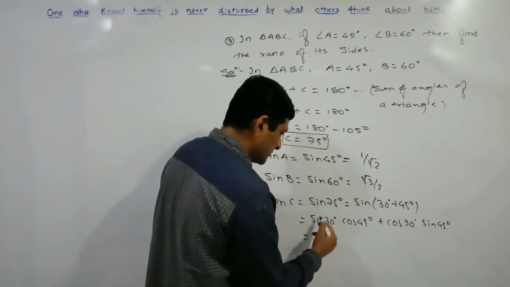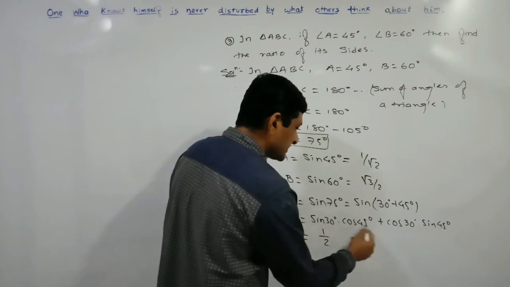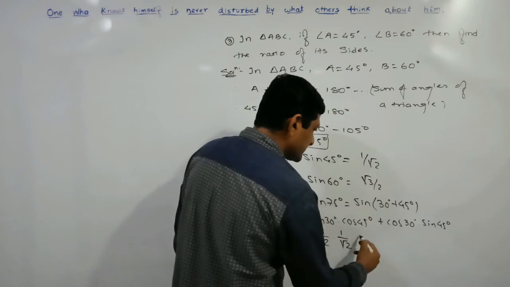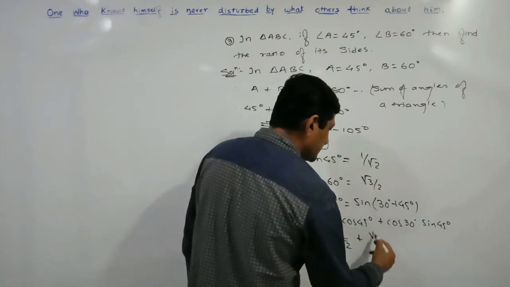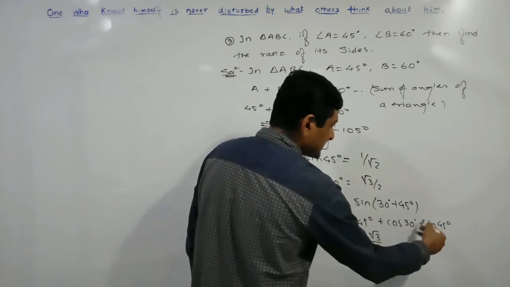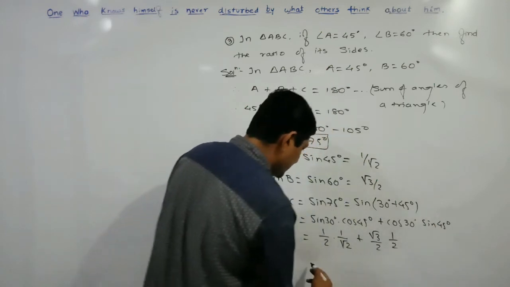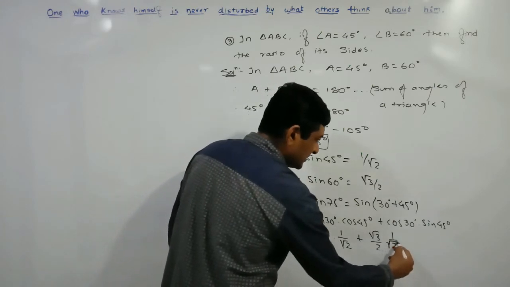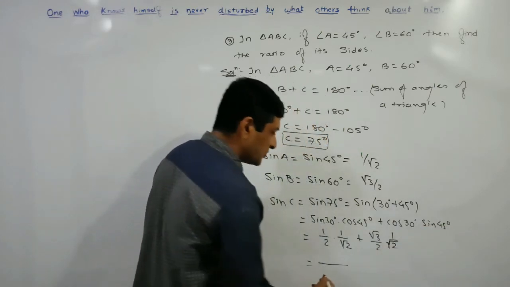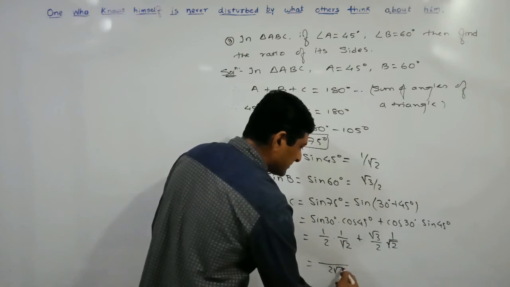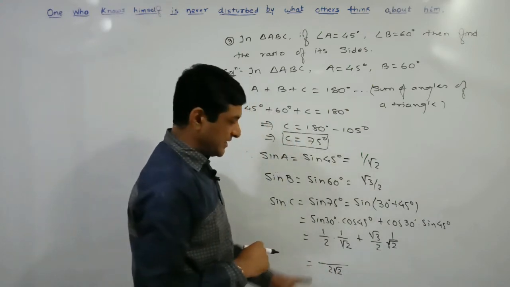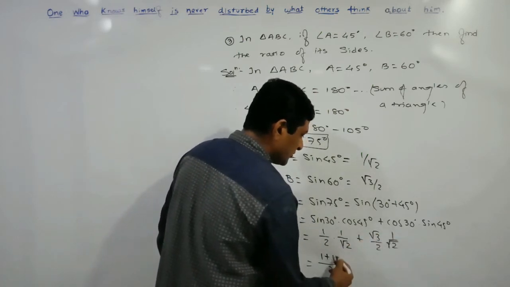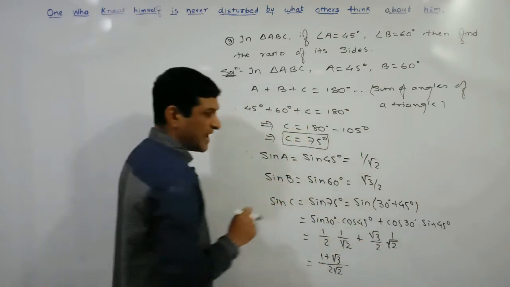So which is equal to sine 30 is 1 by 2, cos 45 is 1 by root 2, plus cos 30 is root 3 by 2, and sine 45 is 1 by root 2. Check whether the denominators of both the terms are the same: 2 root 2, 2 root 2. Since the denominators are the same, we are adding the numerators. What is the numerator here? 1, and here the numerator is root 3 into 1, which is root 3. In this way we have got the value of sine C.